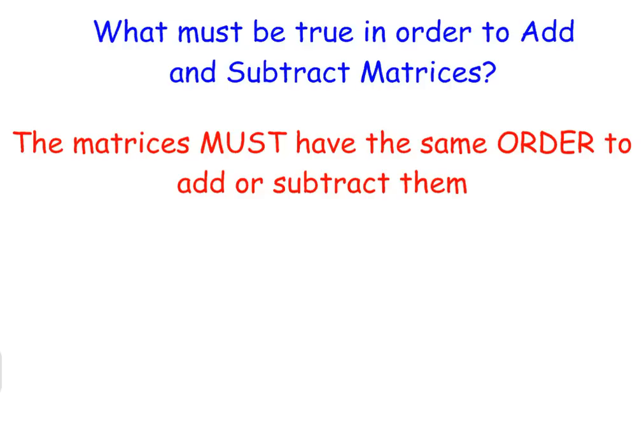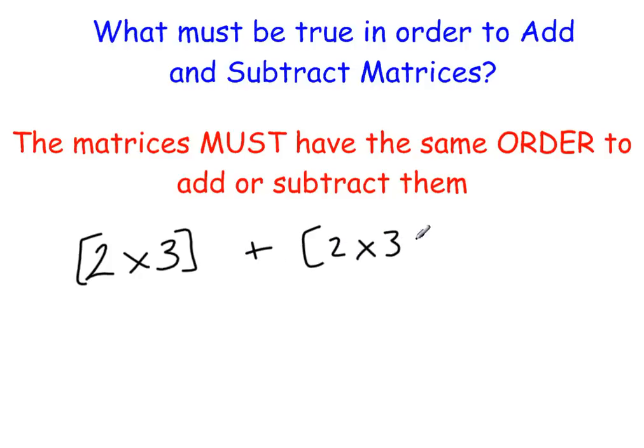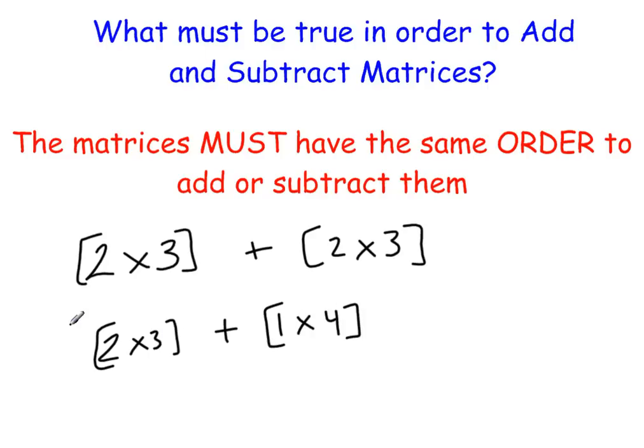So in order to add or subtract matrices, they must have the same order. So for example, if we had a 2 by 3 matrix, we could add it to another 2 by 3 matrix. And this isn't the actual matrix, but I'm just showing you. A 2 by 3 could be added to a 2 by 3. If I had a 2 by 3 sized matrix, I couldn't add it to, say, a 1 by 4. These have to be identical. So we're going to go through a couple examples so you can see how that works.